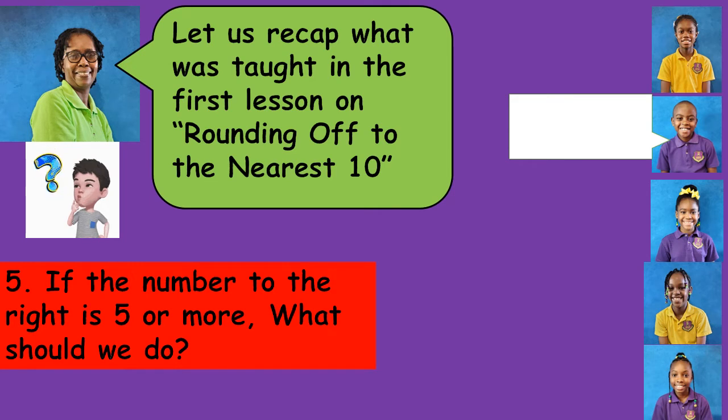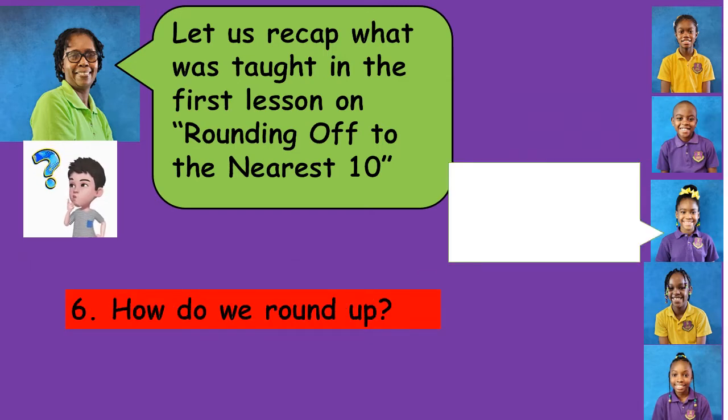Question number 5. If the number to the right is 5 or more, what should we do? And my only Prince Shamal would like to give an answer. All right, so let's hear what Shamal has to say. So Shamal is saying we should round up. Did you say that? If you did, you are indeed correct. Clap yourselves. Woo! Excellent job. I am feeling excited. All right, so let's go to question number 6.